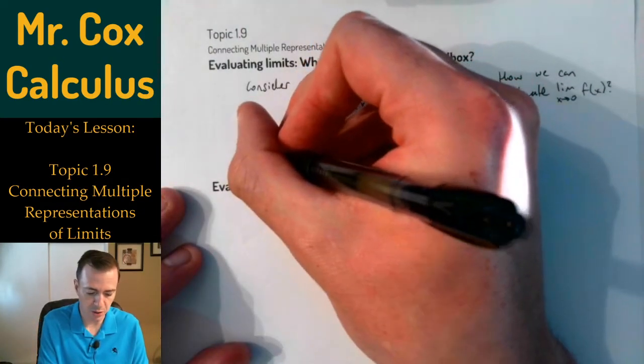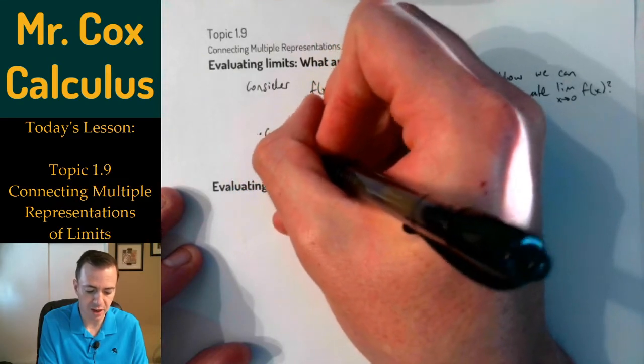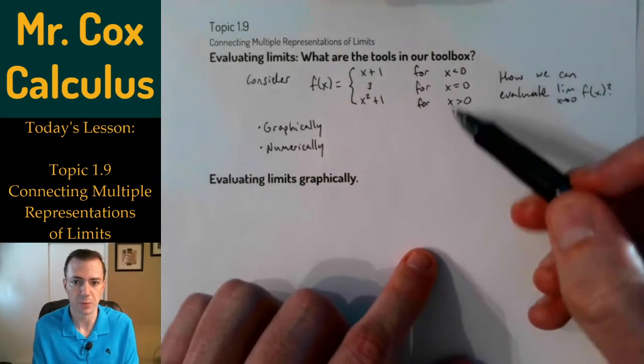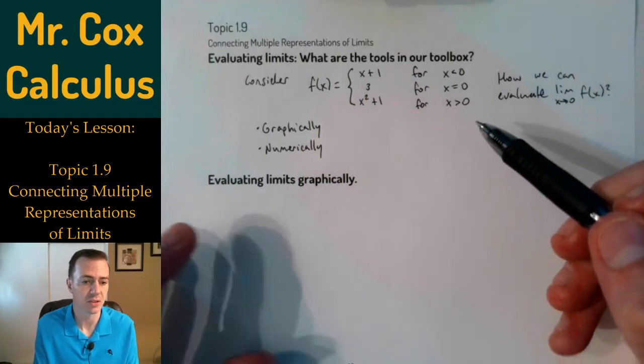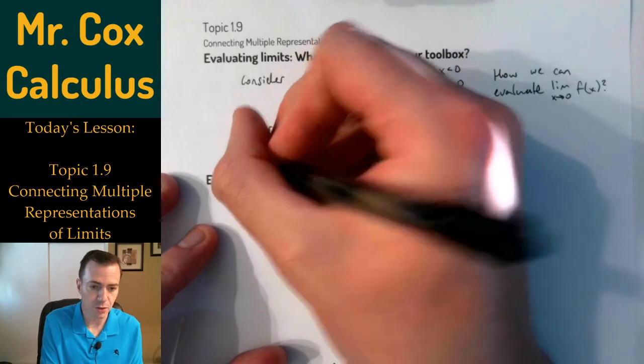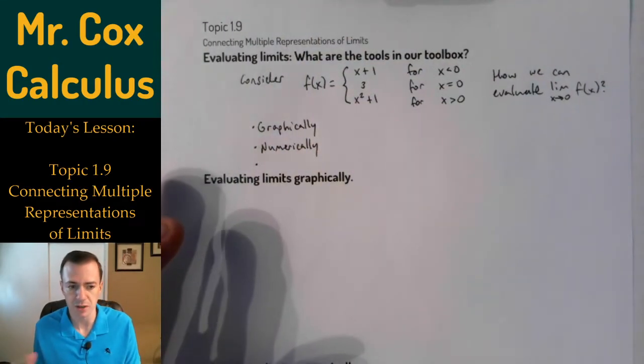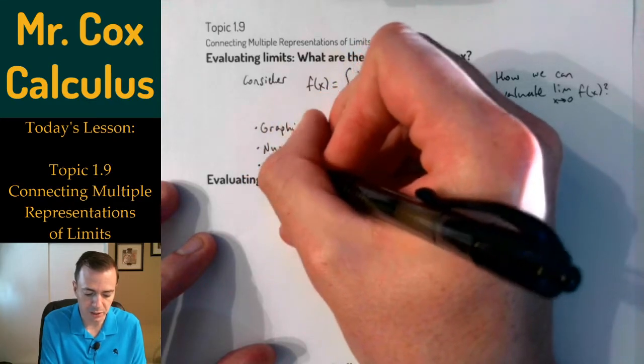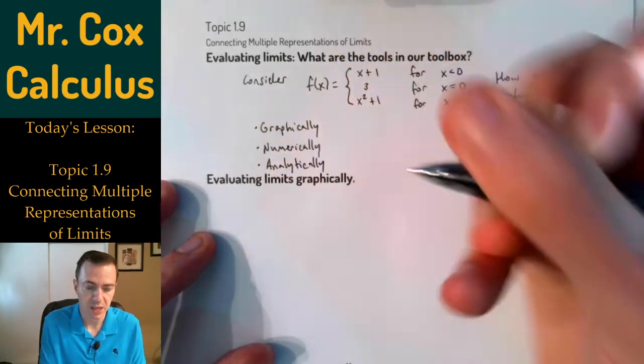The next way we looked at it was how we can evaluate limits numerically, where we construct a table and get really close to 0 and evaluate the limit that way. And then lastly, the way that's really most efficient, especially if we're comfortable with some algebra skills, is we looked at how to evaluate limits analytically.